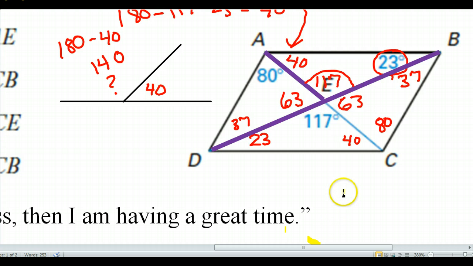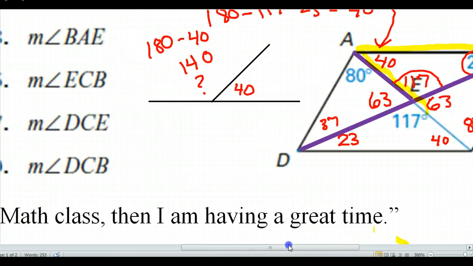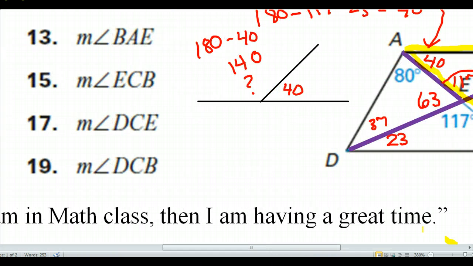So I have to be careful. 40. Right. Okay? So that's why we had to use our 3 letters, because we're talking about angle BAE goes from here to here to here. All right? Angle BAE is the yellow angle that I just drew. So that's 40. It's the 40. So for number 13, everybody should put 40.